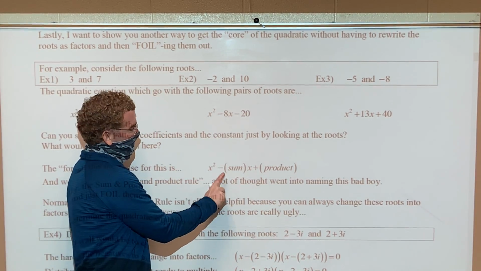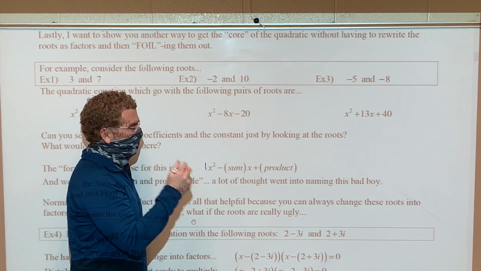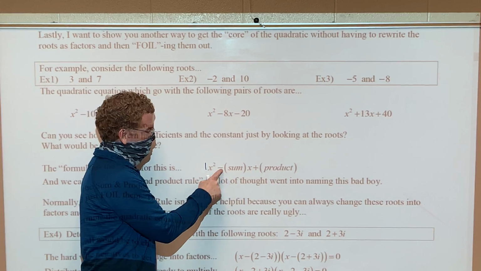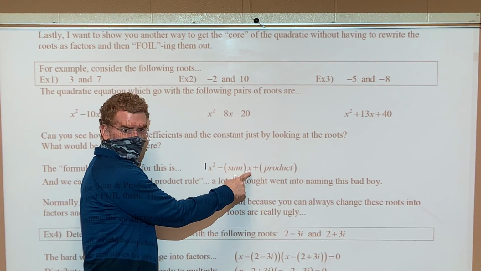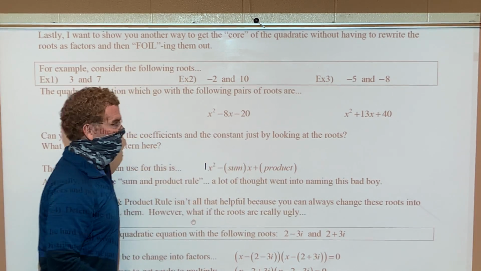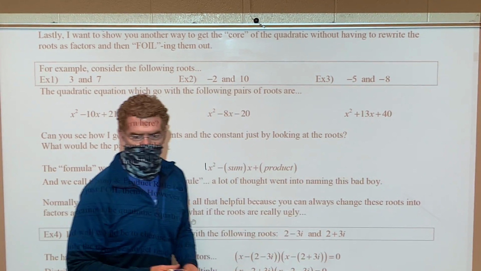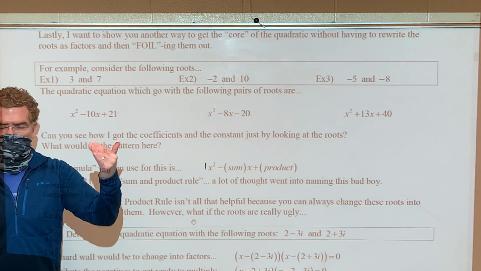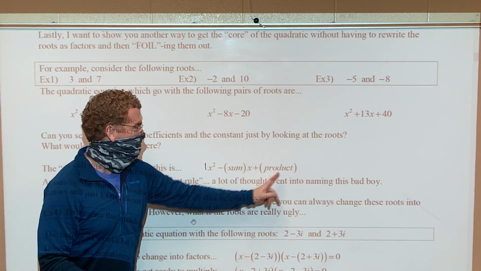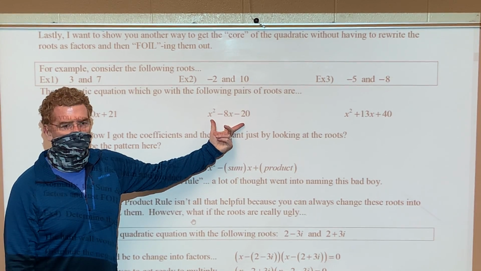And the rule is, you're going to just always put 1x squared down, okay? And you're going to sum the roots, but change the sign, and multiply that by an x. And then you're going to multiply the roots and just add whatever that product is. Sometimes you're adding a negative like you are here. Sometimes you're adding a positive like you are there. And you'll immediately go straight to an expression that represents those. And it saves you the trouble of actually changing them into factors.